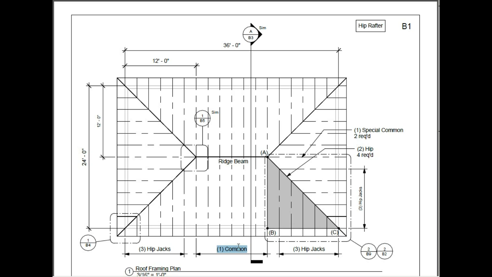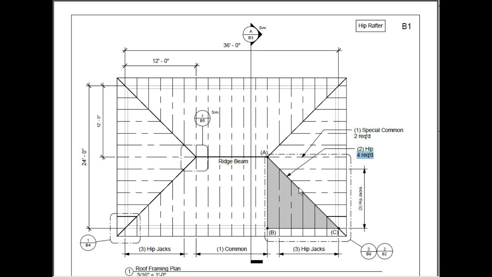We'll be using common rafters, and the area is indicated. These go off the ridge beam on either side. And then we're using special common rafters at either end of the ridge beam. These are cut the same as the common rafters.